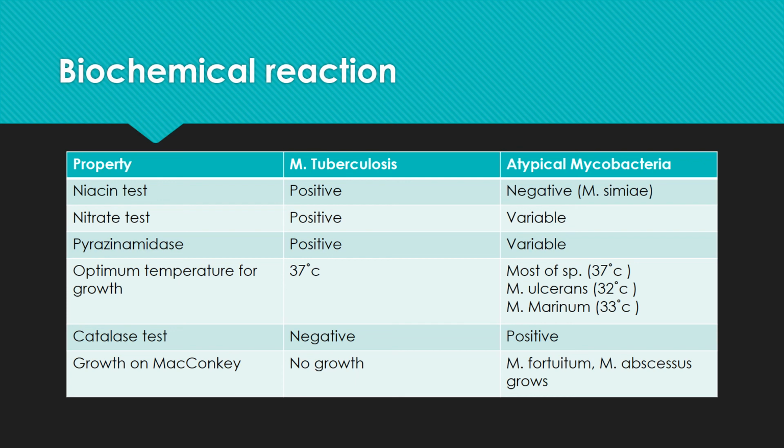The catalase test comes positive in the case of atypical mycobacteria, while Mycobacterium tuberculosis gives a negative catalase test. Some species of mycobacteria can be grown on MacConkey's agar, while Mycobacterium tuberculosis cannot grow on MacConkey's agar.